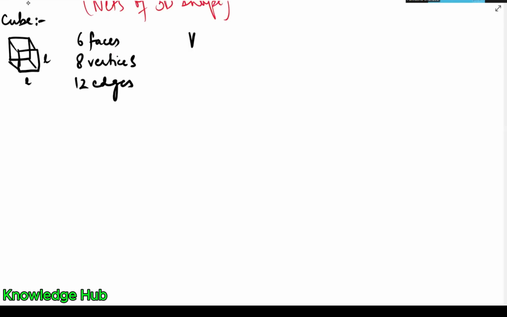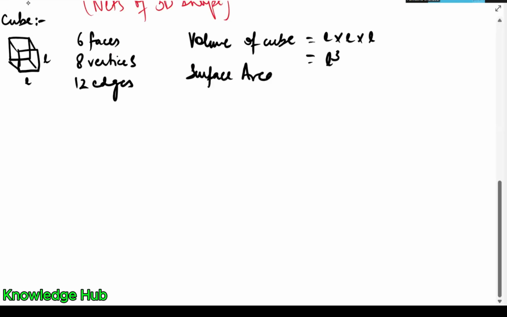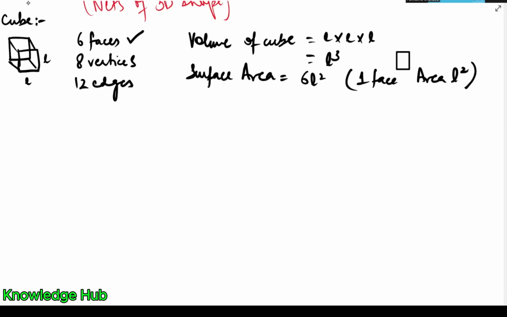Okay. So for the cube, the volume is length times length times length. That is L cube. For the surface area, how many faces does a cube have? It has 6 faces. So surface area means the area occupied by the object. So 6 faces means 6L square, as one face of a cube is a square and has area L square. So 6 faces would be 6L square.